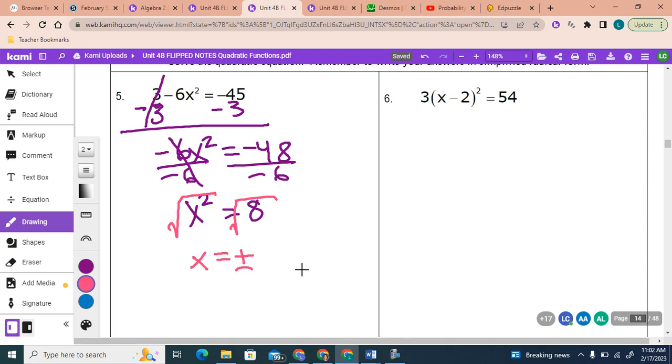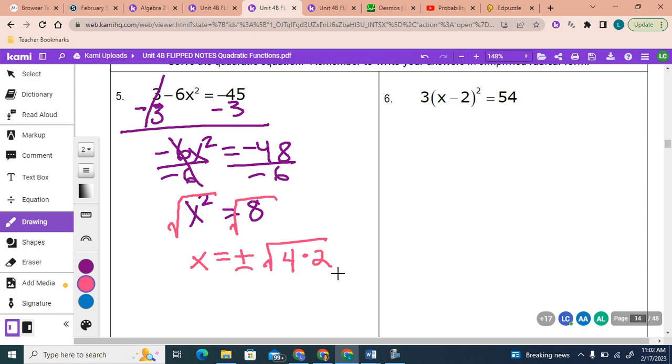Good. We can't take the square root of 8. Does 8 have a perfect square in it is our next question. It sure does. 4 and 2, like Juan said. Okay, so when you can't take the square root of it, you say, well, does it have a perfect square in it? It does, 4.